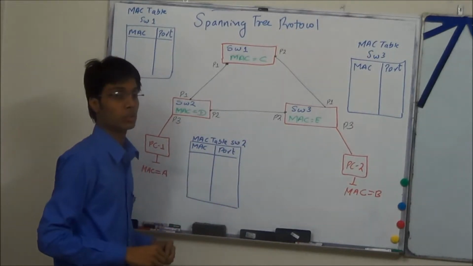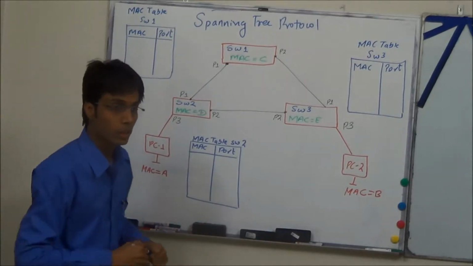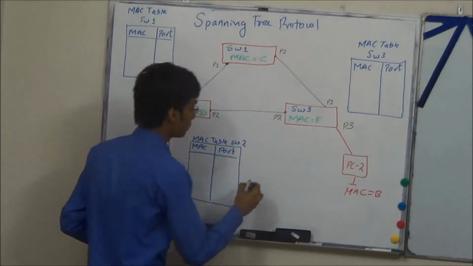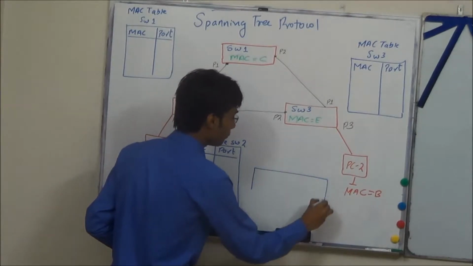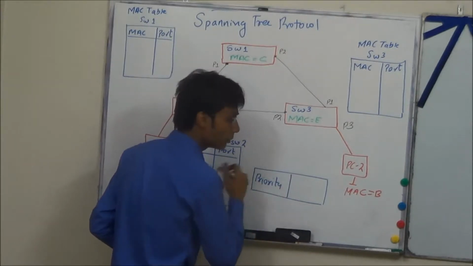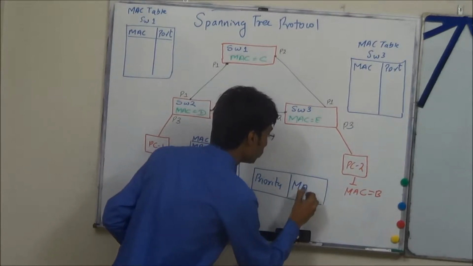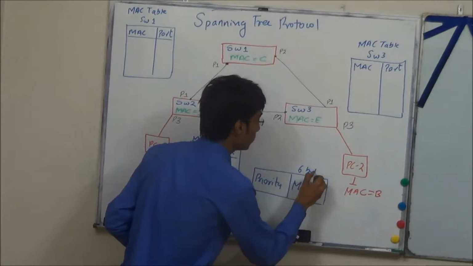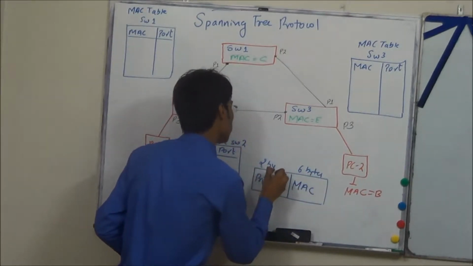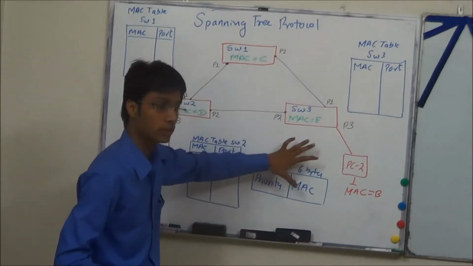How will we elect the root bridge? We have a very important parameter called the bridge ID. It is an 8-byte field which consists of two parts: a priority of 2 bytes and a MAC address of 6 bytes. This is the bridge ID of 8 bytes.